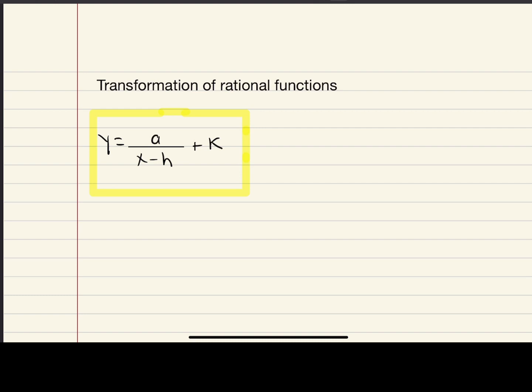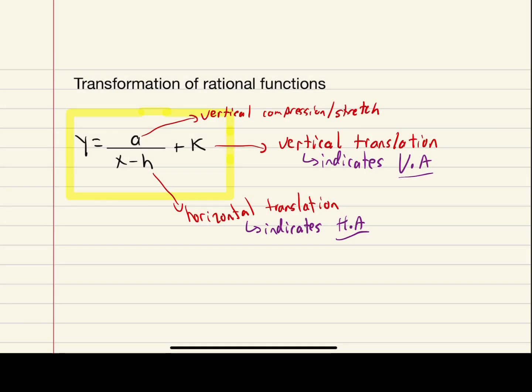Okay, so when we're looking at the transformation of rational functions, here's the general algorithm of the transformations. Now, like we would anticipate, your vertical translation is going to indicate the, now I said vertical asymptote, but actually it should be the horizontal asymptote. So we're going to fix that here. So it should indicate the horizontal asymptote, which means that whatever the value of k is the value of the horizontal asymptote. And then your horizontal translation, or the h value, is going to indicate the vertical asymptote.